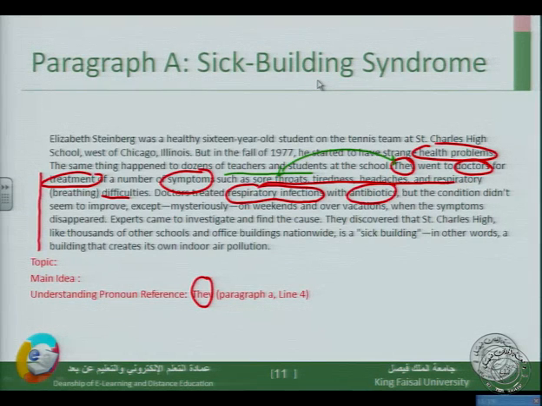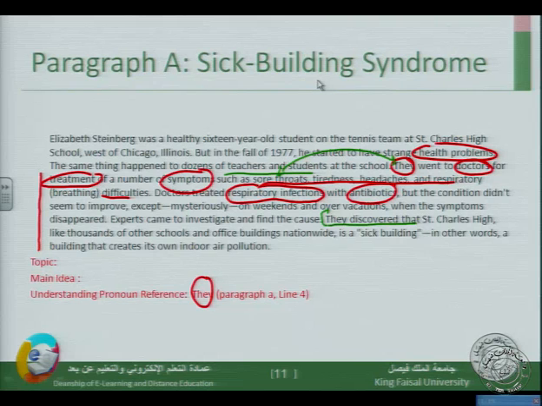So do you know now how to identify the topic? You need to look at the repetitive words. If you want also to identify the main idea, you need to look through the first lines, maybe in the second or in the middle, and just try to identify the main idea. Okay, so here is also the main idea.